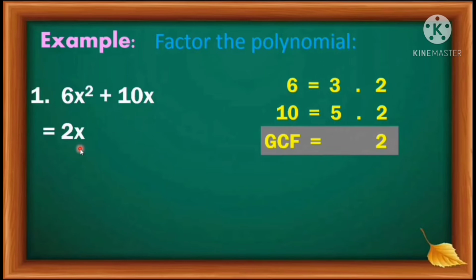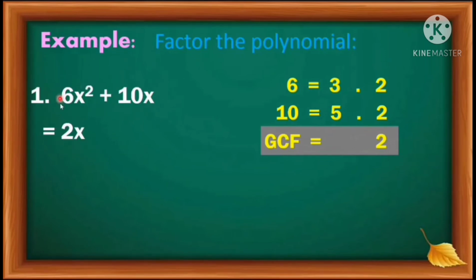How are we going to do the second step? As we have learned in the second step a while ago, we are going to divide this polynomial by the GCF 2x. So meaning, each term, una muna yung 6x squared will be divided by 2x, and then susunod, 10x will be divided by 2x.